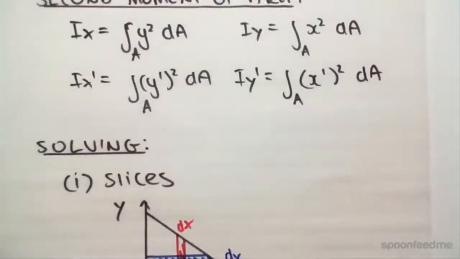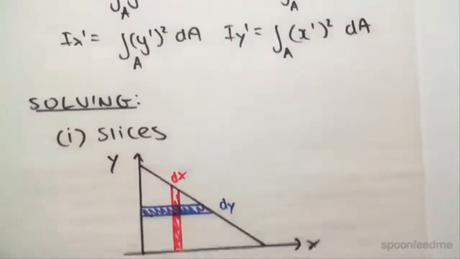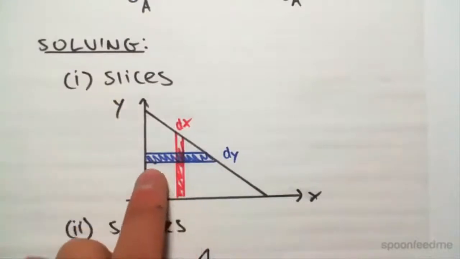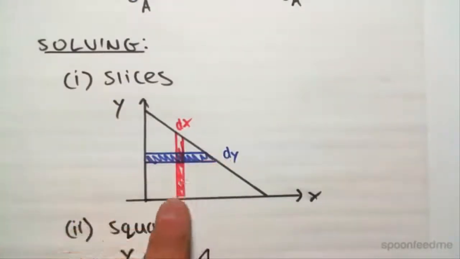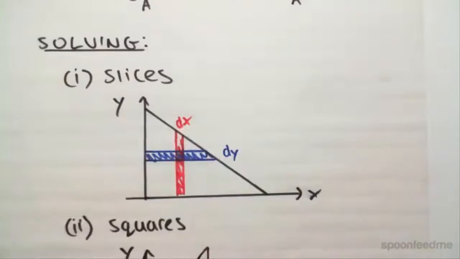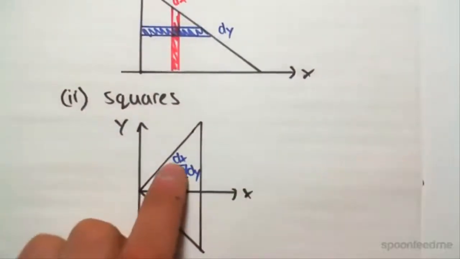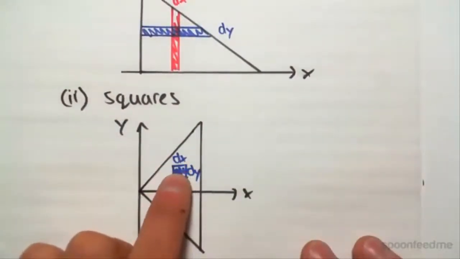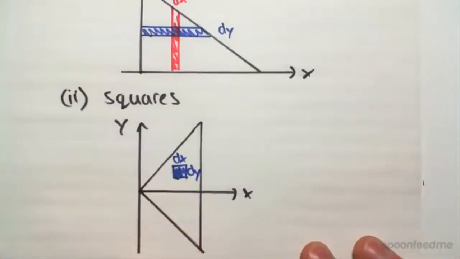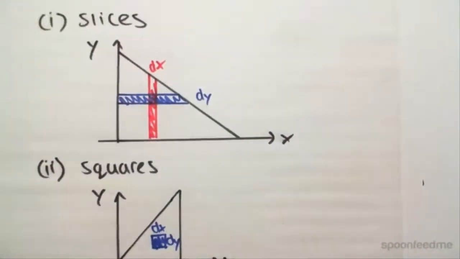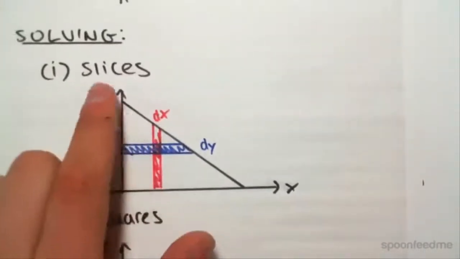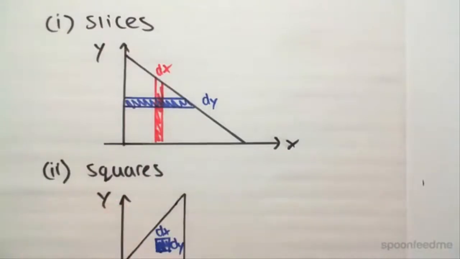Now, the method of solving these problems, you can solve them either by taking slices. So we'll take a slice there, for example, dy thick, or a slice there, dx thick. Or you can solve them with little squares, so infinitesimally small squares, dx by dy. Now, the method you want to choose is very important. So when you get a problem, you need to determine which method, either slices or squares, you're going to be using, because it makes things a lot easier when you know what you're doing.